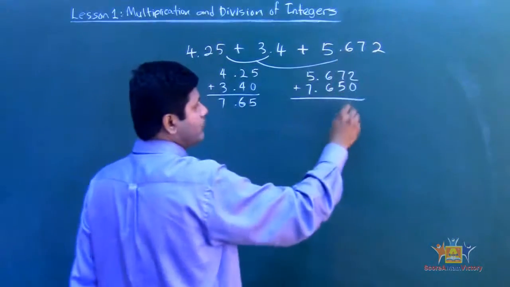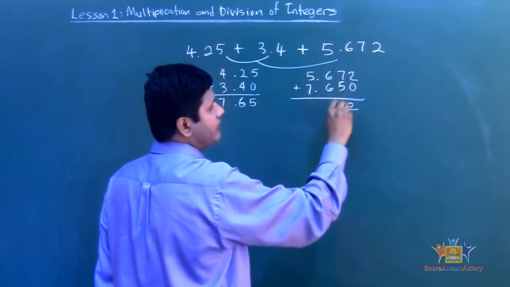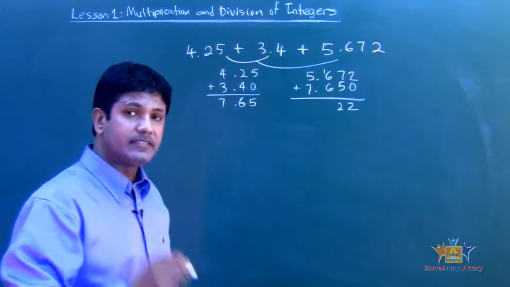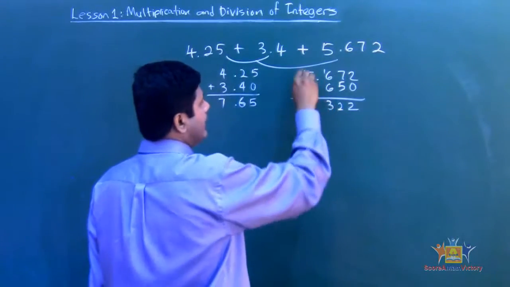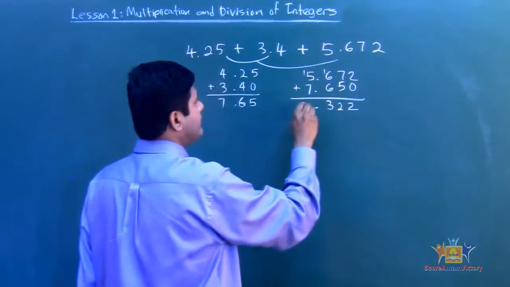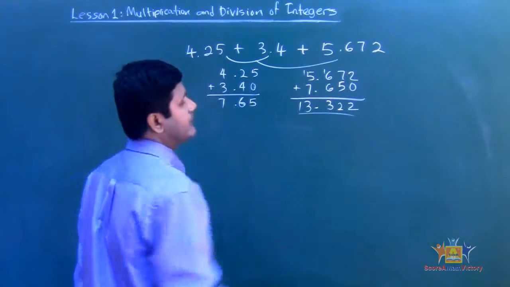So now we're going to add them. 2 plus 0 is 2. 7 plus 5 is 12. 2 carry 1. 1 plus 6 is 7. 7 plus 6 is 13. Okay, carry 1. Bring the decimal straight 1. 1 plus 5 is 6. 6 plus 7 is 13. There you go. That's the answer.